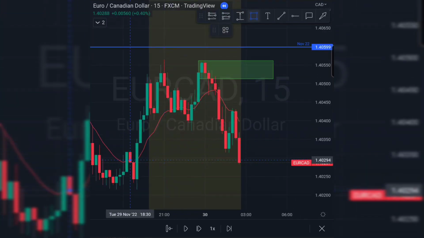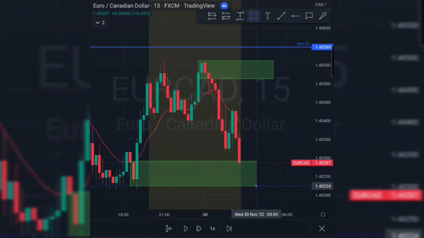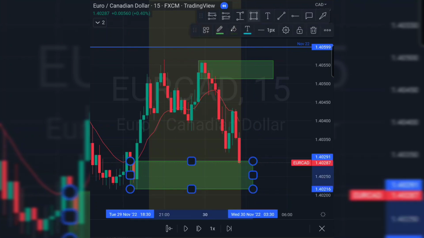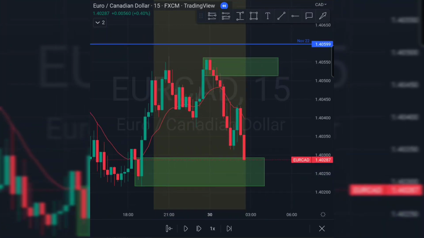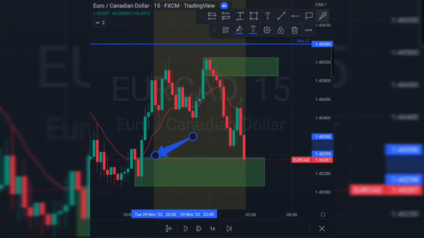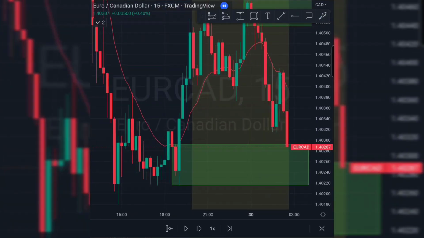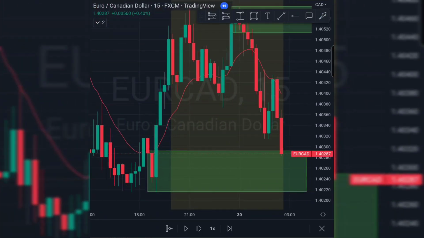Look right here. This is the setup I would have been waiting on. This is the box I would have had drawn up with my alert sitting right on top to let me know when it touches. Why? Let's zoom in here so you can see the difference in these setups.